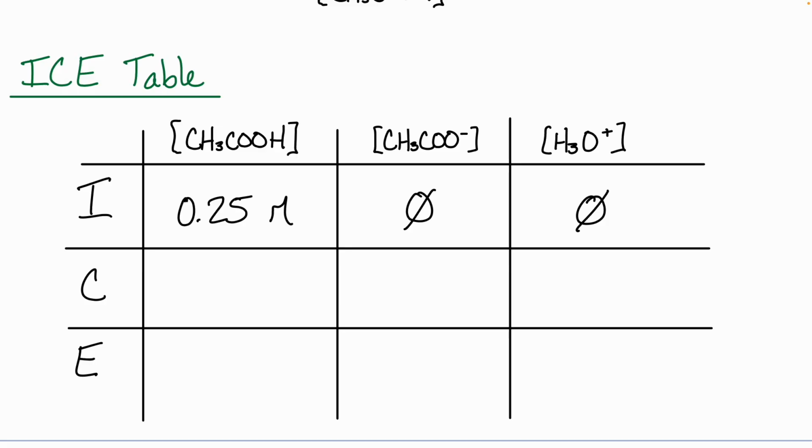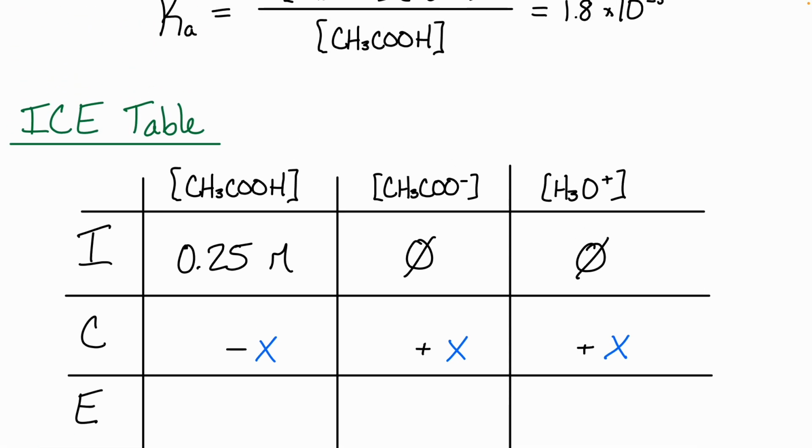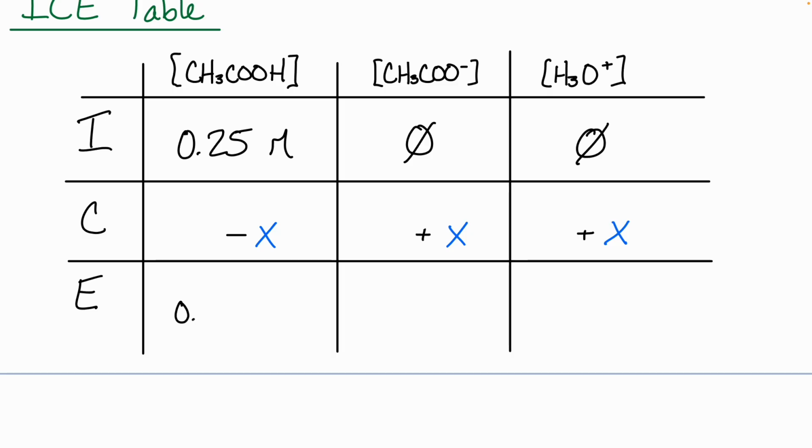All right, what goes in our change box? That variable. So we're going to put an X in here. And we've got to remember that our reactants are going to decrease in concentration and our products are going to increase in concentration. So the sign of X is different for these different boxes. All right, and then lastly, our E box here is where we sum everything up. So 0.25 minus X, X, 0 plus X is X, and 0 plus X is X again.